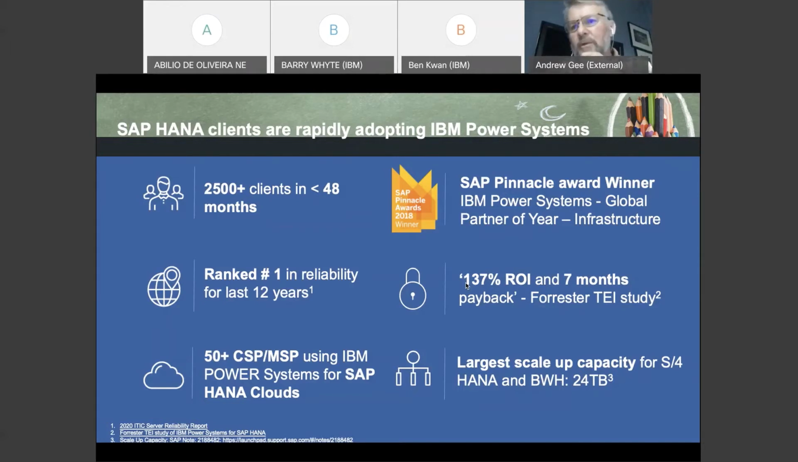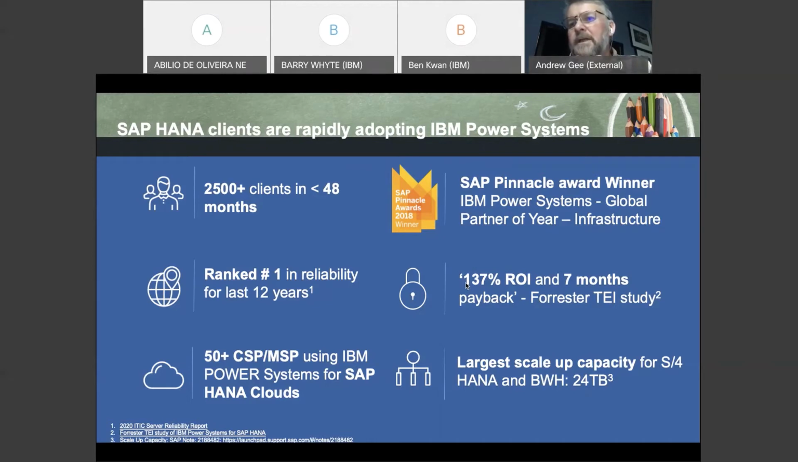We're ranked #1 in reliability, as we've talked about, for the last 12 years. We've got 50 or more cloud service providers or managed service providers using IBM POWER Systems for HANA. In 2018, we won the Pinnacle Award, POWER Systems, and in 2019, some of our partners have won Pinnacle Awards as well from SAP. There's a very good study by Forrester showing 137% ROI and 7 months payback, and we can provide that information to you, or your IBM reps can.